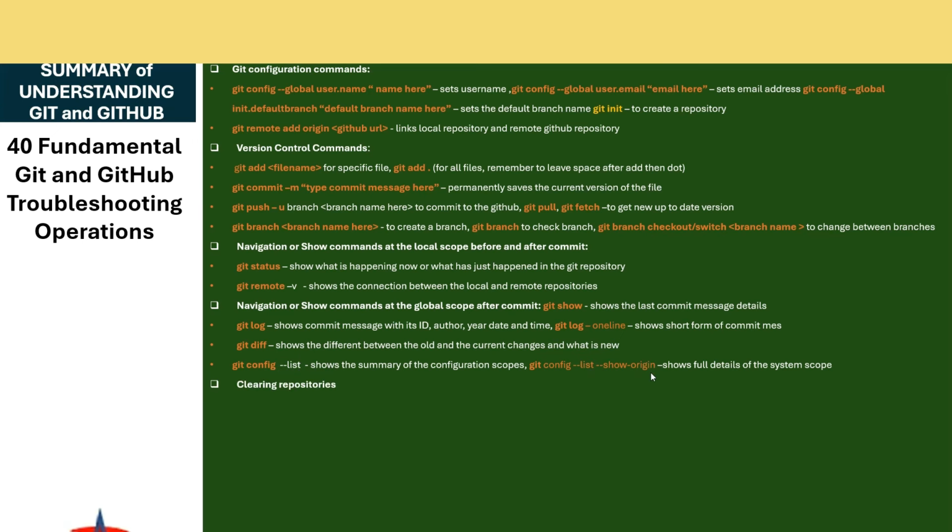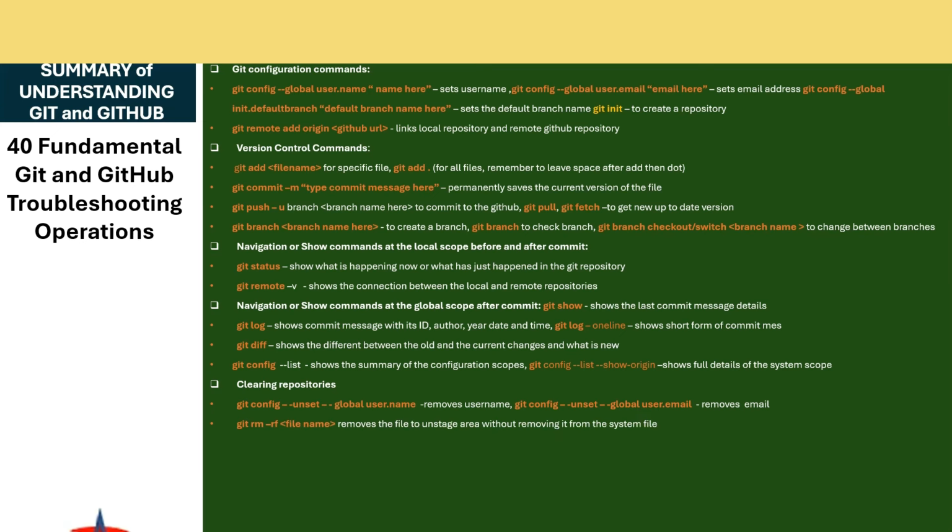So to clear repositories, I use git config --unset --global user.name. That clears the username. And the same thing for the email, git config --unset --global user.email. This also removes the email from the configuration setting.